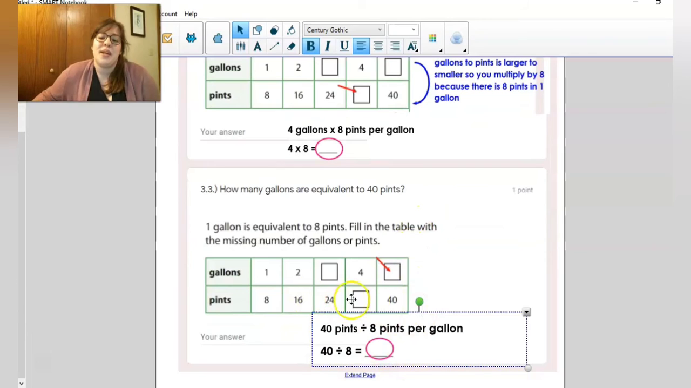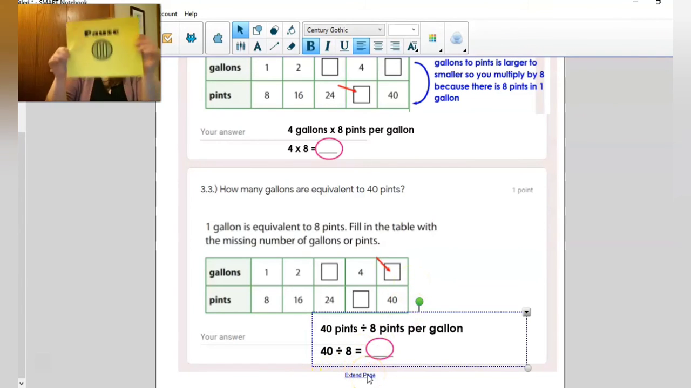Alright, so then the last one on the table, we know that there's 40 pints. How many gallons are equivalent to 40 pints? We take the 40 pints, we divide by 8 because we're going to a larger unit of measurement. 40 divided by 8 will give you your answer. You can pause the video now to solve this and record it.